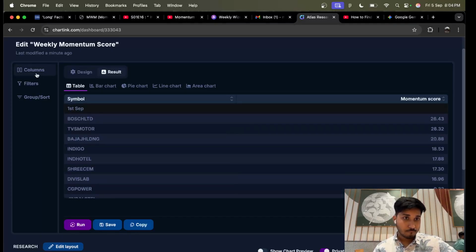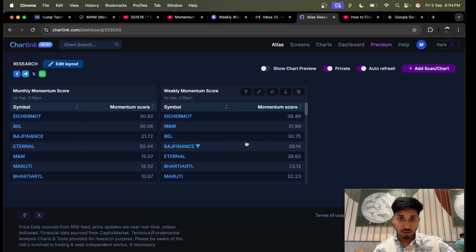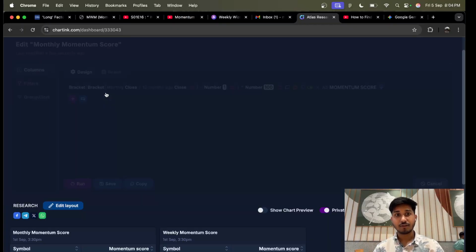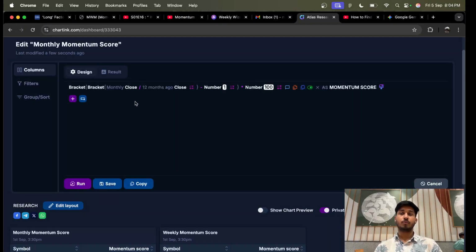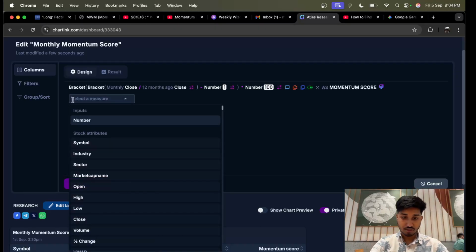Now let's go to a different one as well. Let's go to a monthly column where we assume this is a monthly rebalanced portfolio, and we have the same look back period of 12 months or 52 weeks or 252 days, but we'll be calculating it in monthly terms. In this case, the formula will be the monthly close divided by the close 12 months ago, minus one, times 100. I'll show you how to create this.